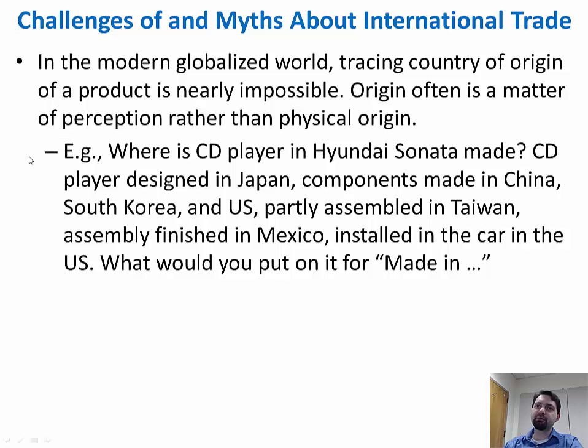For example, I have a good friend who at some point decided to research where the CD player from his car came from, and it was a Hyundai Sonata, the South Korean car. His CD player broke and he had to buy a new one, so he wanted to see where it's coming from. The car is from a South Korean company, Hyundai, that made the car in Mexico and sold it to the United States. So right there, it's already hard to say who's the manufacturer of that car.